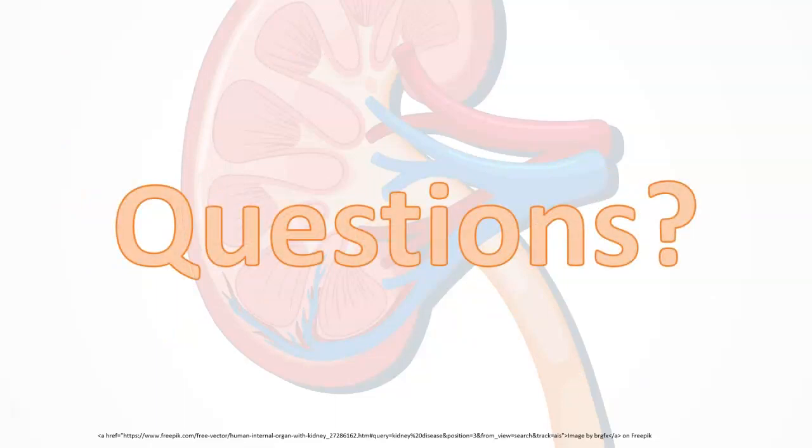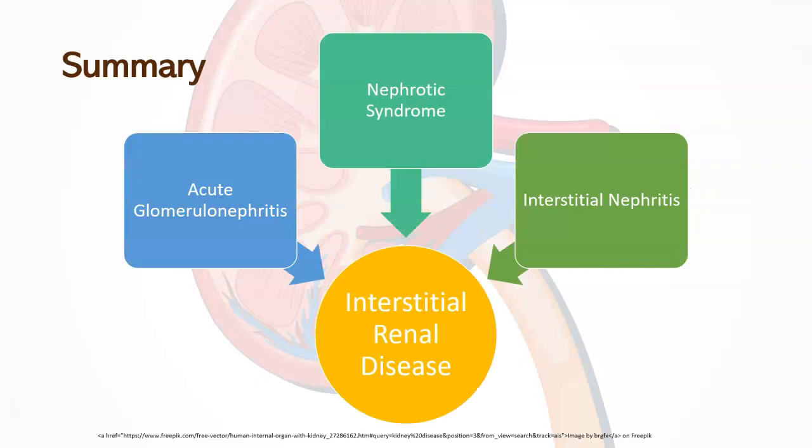So we've had a quick look at the diseases of the renal parenchyma. If you have any questions, you can bring them up in class. Today, we looked at renal parenchymal disease, including acute glomerulonephritis, nephrotic syndrome, and interstitial nephritis.